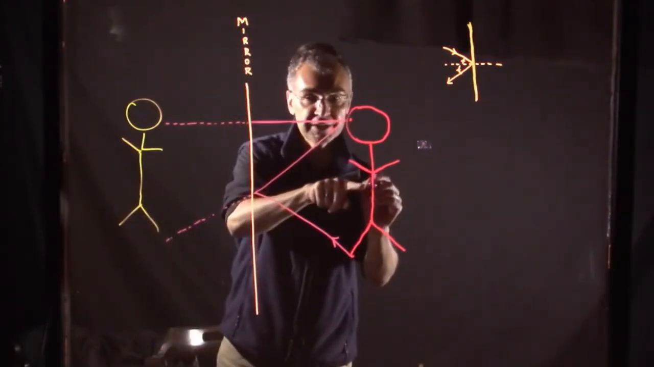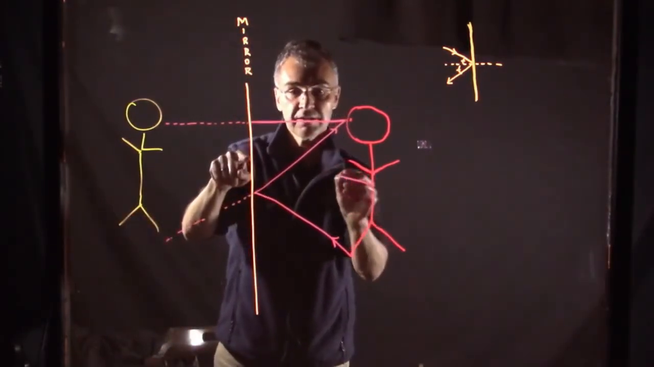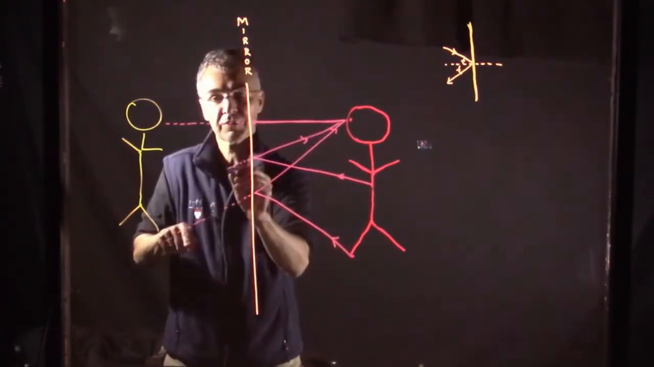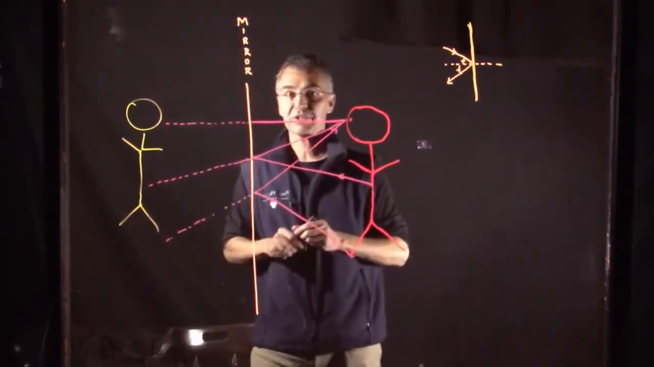Or we could say the middle of me. So here's the middle of me. And we can do something like this. And then again, what does my eye see? Okay, we see something that's kind of plausibly the middle of me.